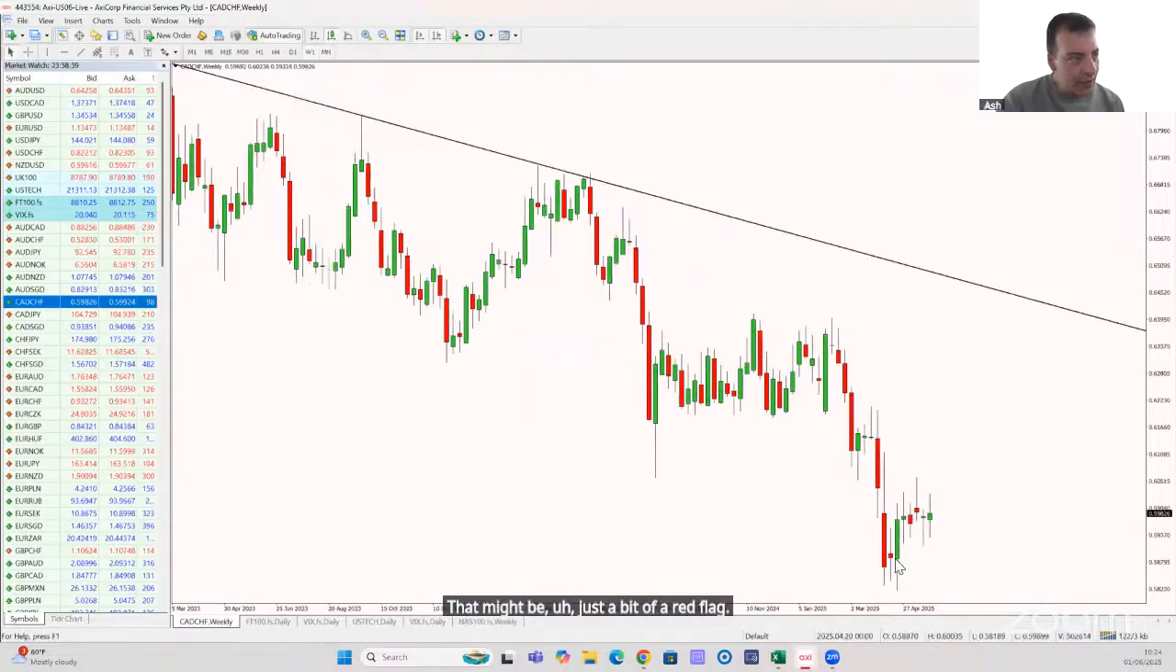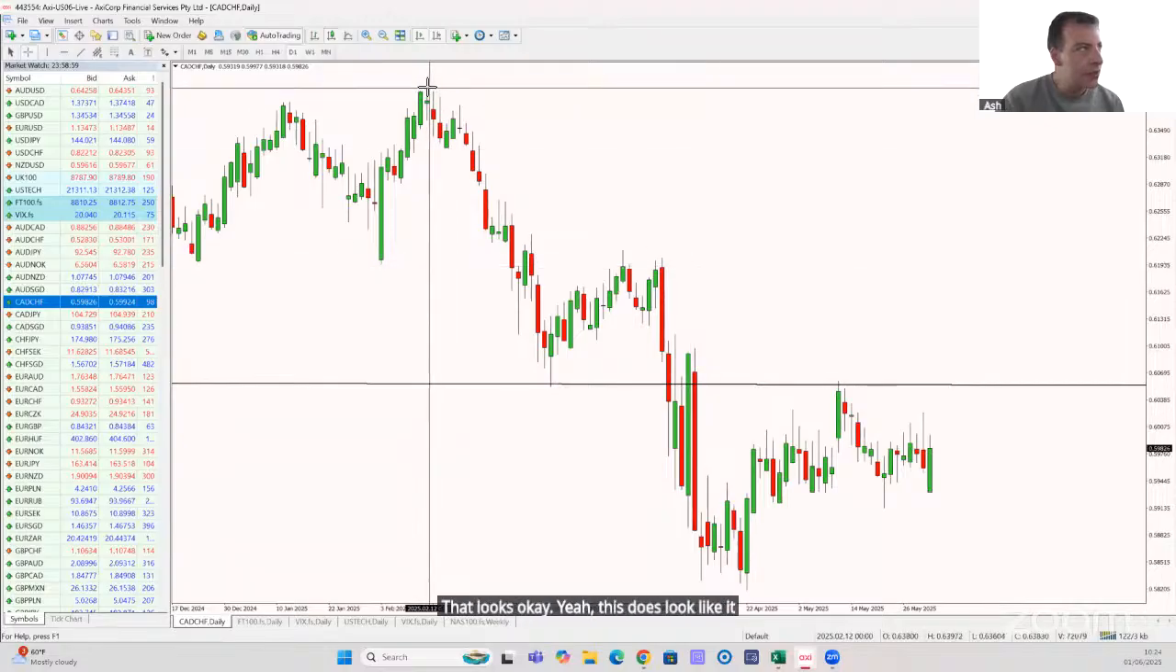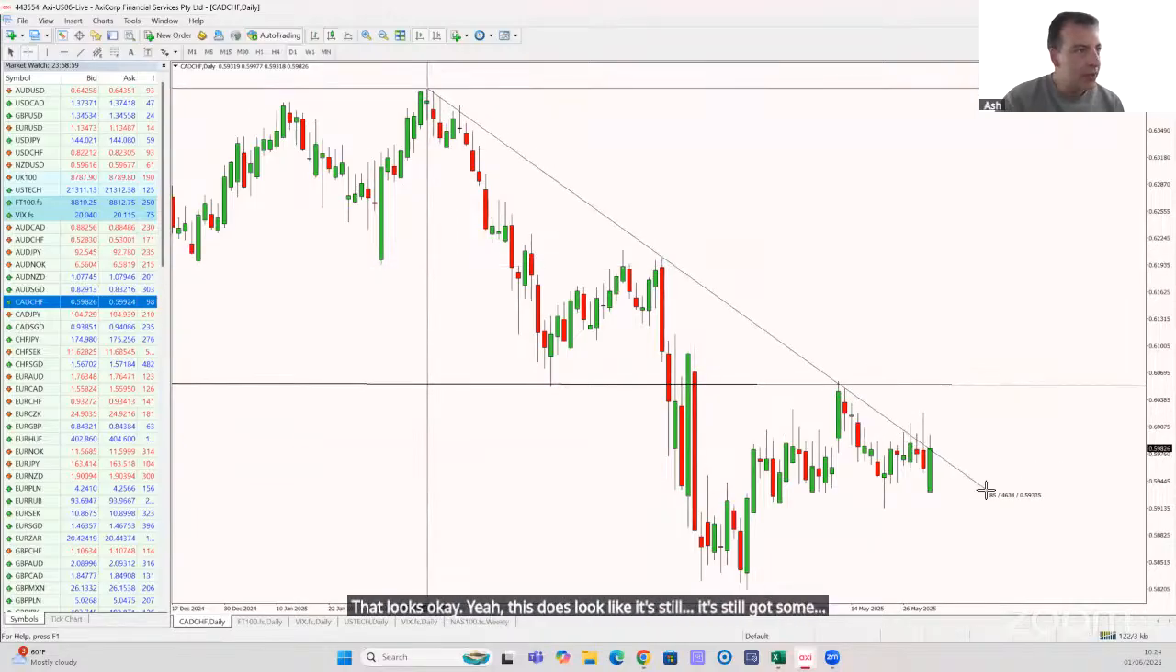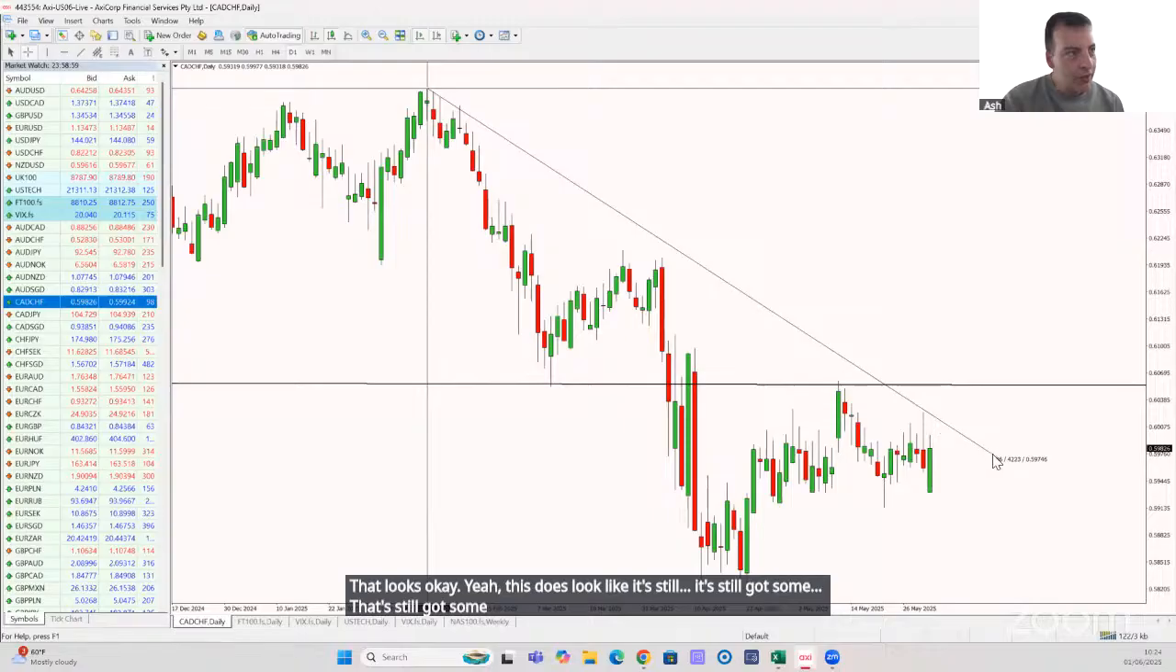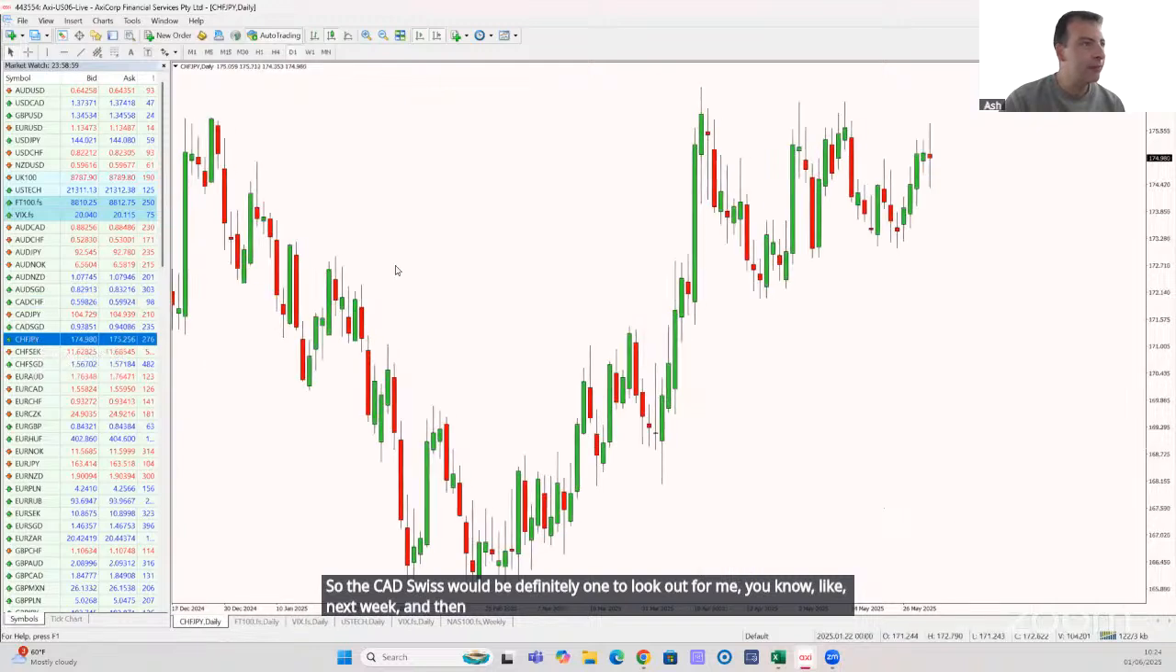Now the weekly is actually under resistance, so that looks okay. Yeah, this does look like it's still got some downward pressure. So the CAD Swiss would be definitely one to look at for me next week, and then finally the Swiss yen.